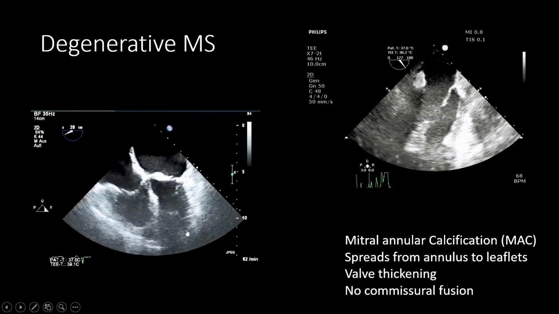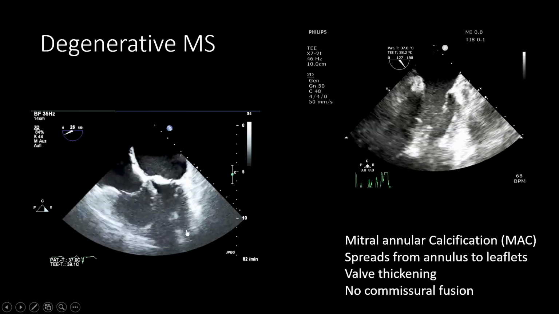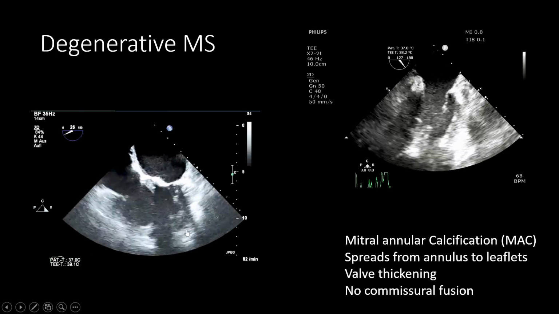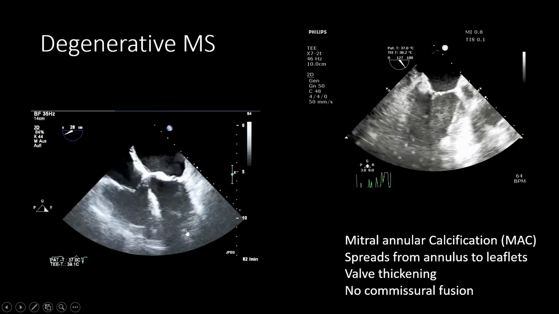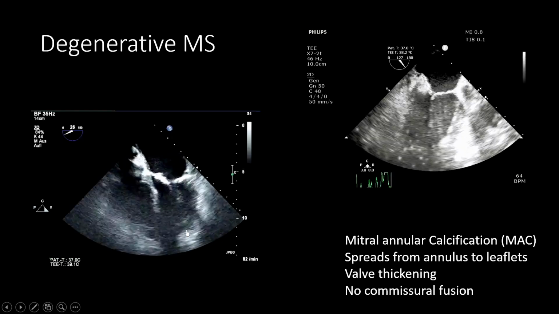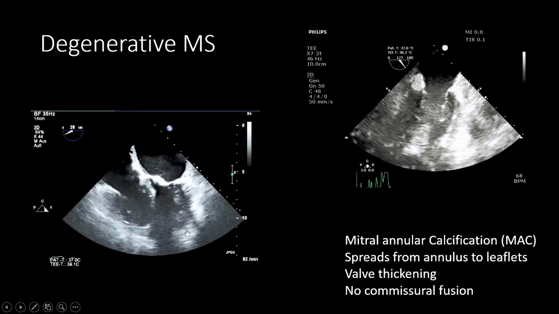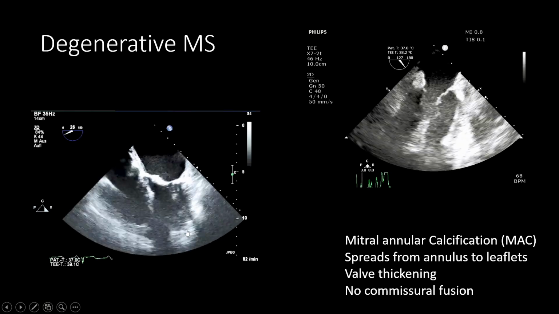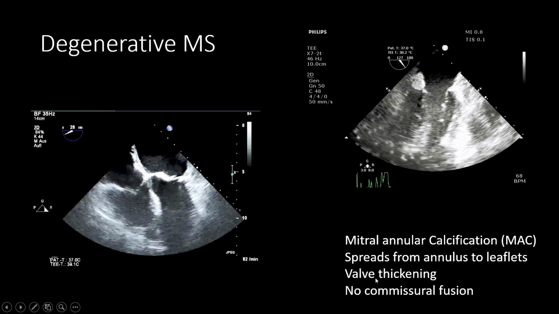Second thing, what we don't very commonly see in our country is degenerative mitral stenosis. The hallmark of degenerative mitral stenosis is mitral annular calcification. It spreads from the annulus to the leaflets. Rheumatic spreads from leaflet to the annulus, and degenerative calcific MS spreads from annulus to the leaflets. There is valve thickening and there is no commissural fusion.